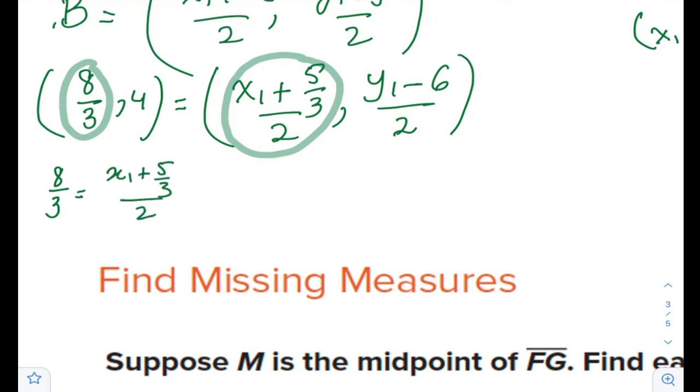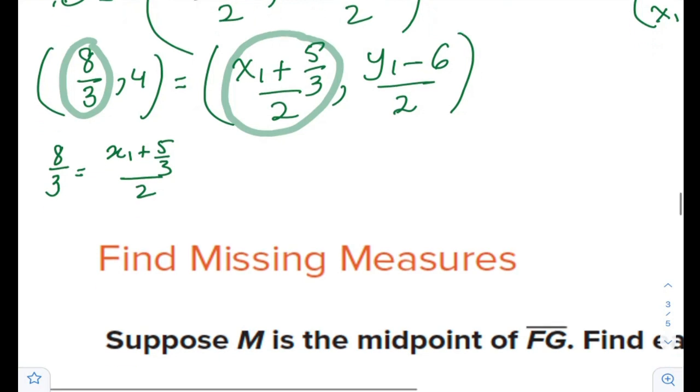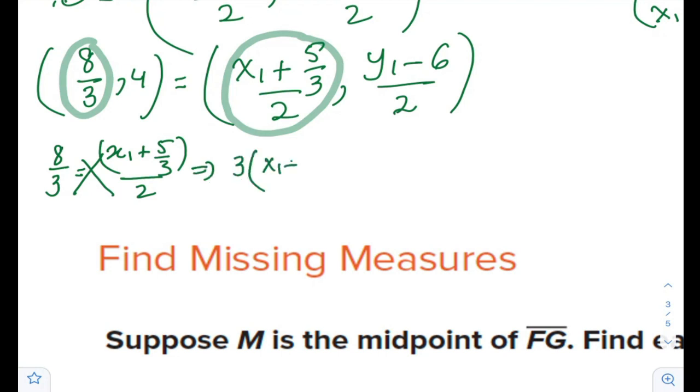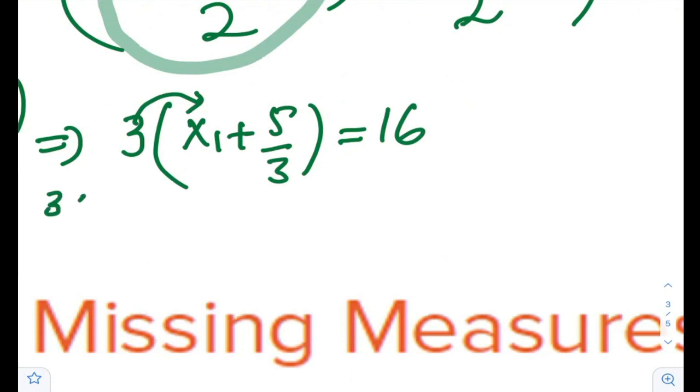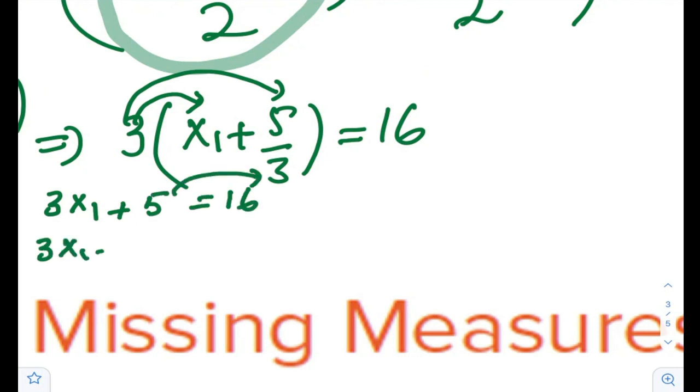You'll do the same thing. With fraction, without fraction, it will be the same thing. So let's cross multiply. It will lead to 3 times x1 plus 5/3, put into brackets, it's better to avoid missing anything, times 2 is 16. And let's distribute. 3 times x1, 3x1. 3 times 5/3 is 5 equals 16. 3x1 is 16 minus 5, which is 11. Divide by 3 both sides, so x1 is 11/3.